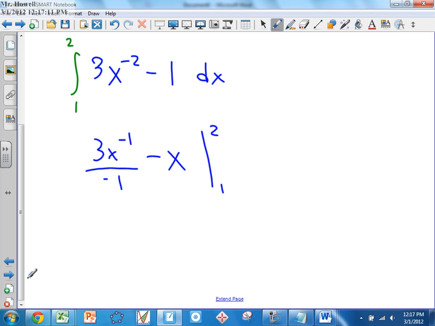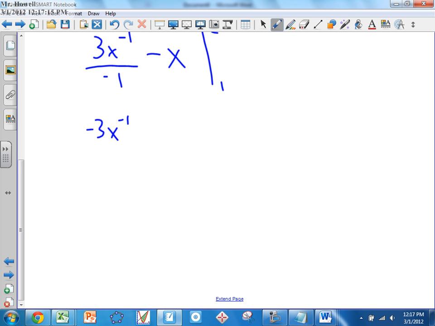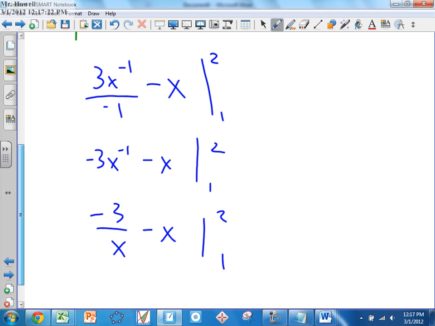This becomes just negative 3 x to the negative 1, which, as Carrie just said, we can write as just negative 3 over x. Again, this is really negative 3x to the negative 1, negative 3 over x, and then just plug in your numbers and get your answer. Plug in your 2, get a number, plug in your 1, get a number, and then subtract. So what you end up getting, negative 3 over 2 minus 2, minus negative 3 over 1 minus 1.